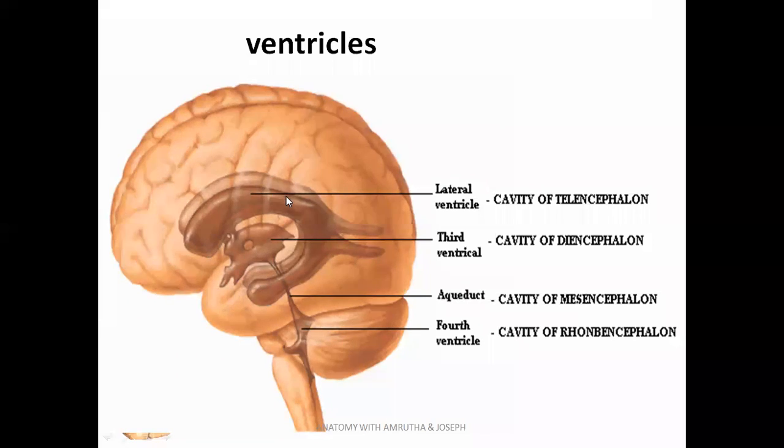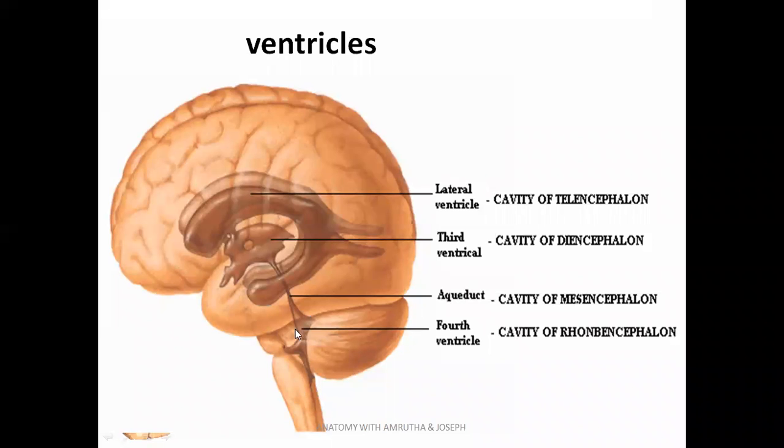So the cavities here can be named into different names, as you can see here. The cavity of the telencephalon, the cerebral hemisphere, is called the lateral ventricle, which is in this shape, right? The cavity of the diencephalon is the third ventricle. Remember, diencephalon is going to give rise to thalamus, hypothalamus, metathalamus, and so on. Cerebral aqueduct is the cavity of the mesencephalon, or the midbrain.